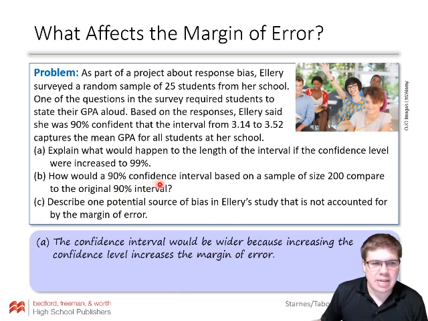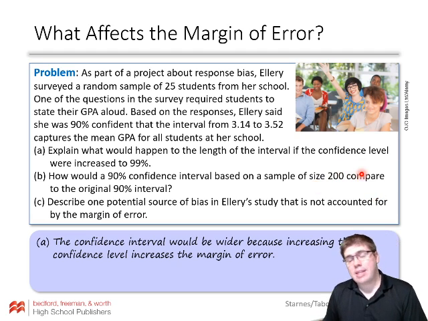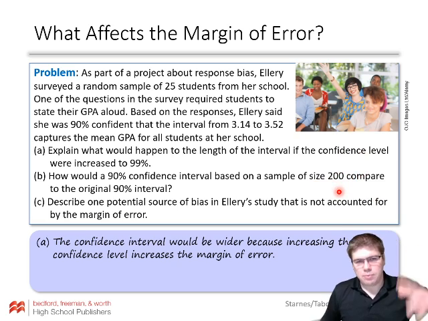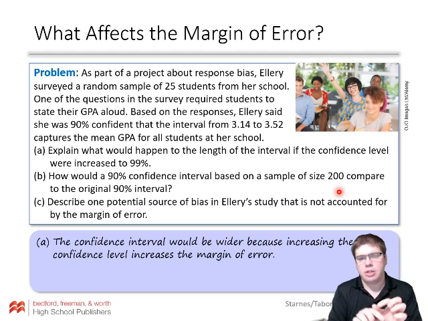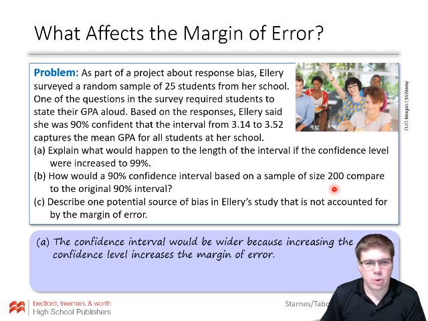Part B, how would a 90% confidence interval based on a sample of size 200 compare to the original 90% confidence interval? Originally we had 25 students, now we're increasing it to 200 students. That is a bigger sample, so we expect less sampling variability and a smaller spread, so we don't need to go as far. We are going to have a narrower confidence interval.